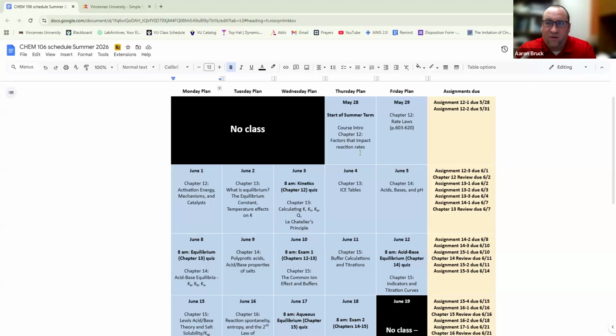There will be a first topic that starts around 8 o'clock. There will be a second topic that starts somewhere around 9 o'clock. And then you'll have a homework assignment for that evening that reviews those particular topics. So this is what this yellow column here is all about, the assignments. Assignment 12-1 covers this particular part of the chapter on factors that impact reaction rates, and that is due that evening.